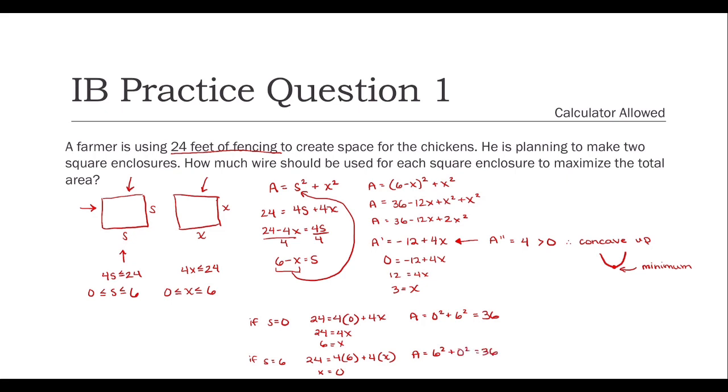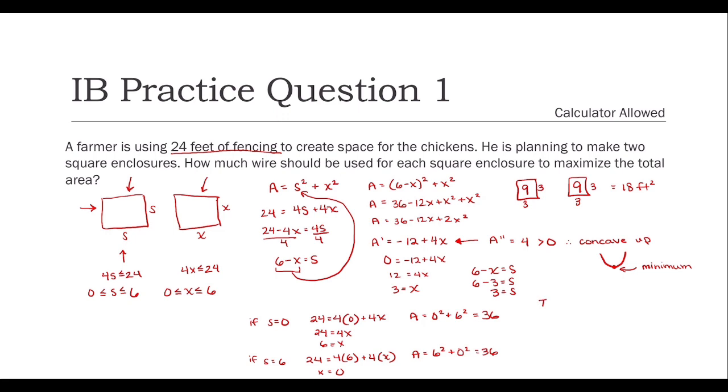So at our endpoints, we get an area of 36. When X was 3, we had two 3x3 squares because 6 minus x equals s. So that means that 6 minus 3 is s, and s is 3 as well. So that total area will give us 3 times 3, which is 9, plus 3 times 3, another 9. So that would have been an area of only 18 feet squared.